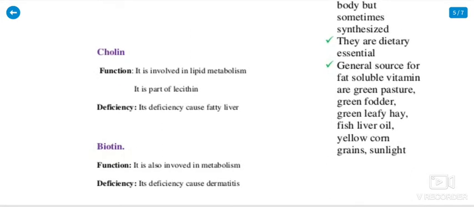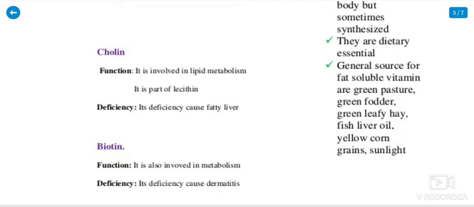And choline, one of its functions is involvement in lipid metabolism. It is part of lecithin, and deficiency of choline causes fatty liver disease. Who gets this particular fatty liver disease? If the liver malfunctions, it will become a fatty liver. At the same time, if there is stress, it can become a fatty liver.